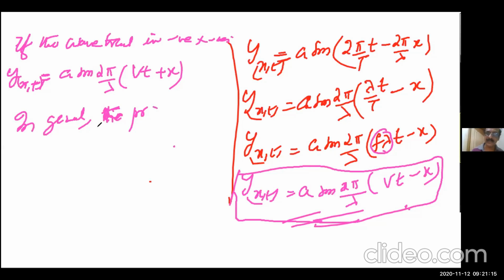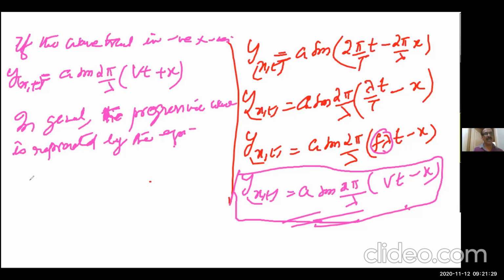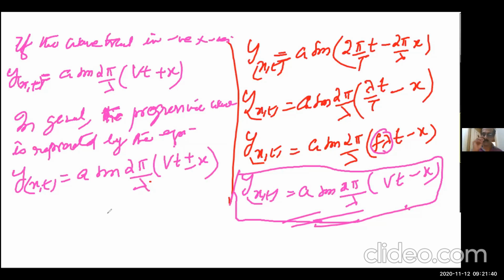In general, the progressive wave is represented by the equation y(x,t) is equal to a sine 2 pi by lambda (Vt plus or minus x).